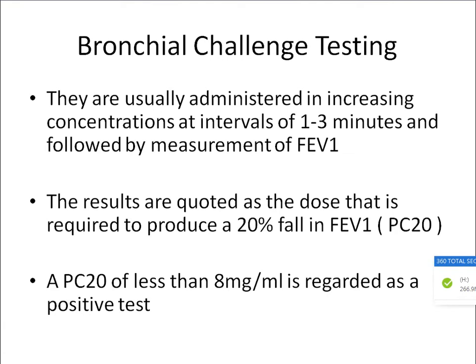Bronchial challenge testing is usually administered in increasing concentrations at intervals of 1 to 3 minutes, followed by measurement of FEV1. So after intervals of 1 to 3 minutes, we have to measure the forced expiratory volume during the first second while performing this bronchial challenge testing. The results are quoted as the dose that is required to produce a 20% fall in FEV1.